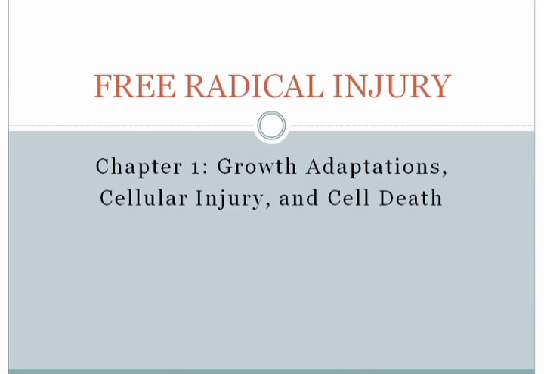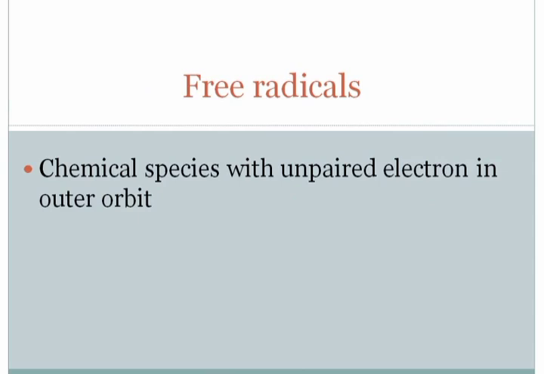This discussion is relatively high yield, and hence the reason why I've made it a separate sort of subsection in your text. All right, before we can begin our discussion of free radicals, we should take a step back and define what a free radical actually is. So a free radical is a chemical species with an unpaired electron in the outer orbit. And it's this unpaired electron that has the ability to induce damage within the cell.